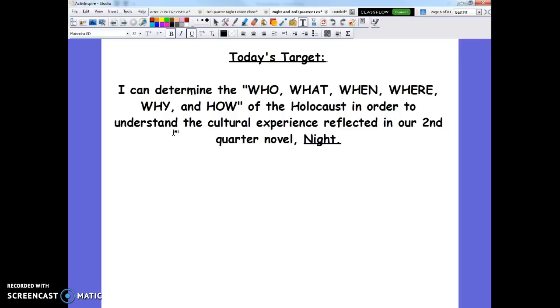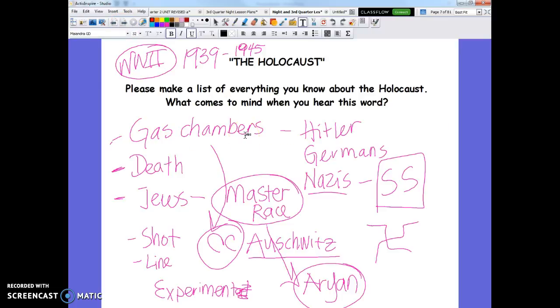So if this is your retake practice, maybe you need to add to your notes in order to retake, and that's fine. But by the end of this little spiel, you'll be able to determine the who, what, when, where, why, and how of the Holocaust in order to understand the cultural experience reflected in Night, which is our book. So we started off with the word Holocaust, and here's my chicken scratch up here, but with the word the Holocaust, and this should be at the center of your mind map, so go ahead and make that in the middle.